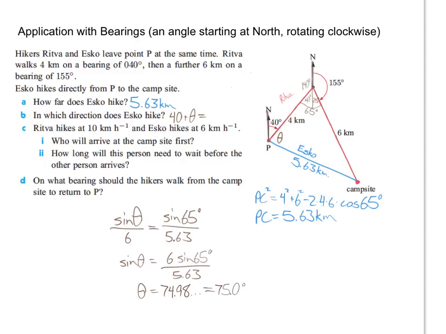If it's a side, do you leave it at 1 or 2? No, that's an angle. Angle, 1 decimal. And side, 2. Alright, so 40 plus 75, we have 115 degrees. That's the bearing that Esco took to go straight to the campsite.